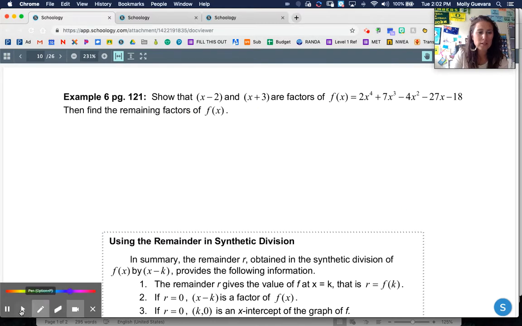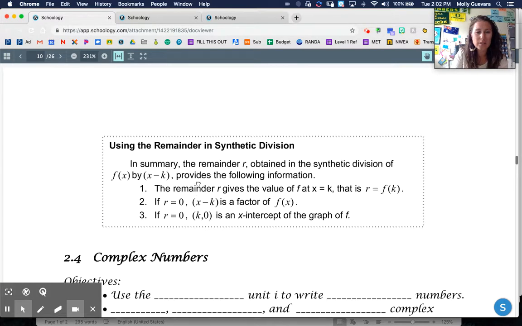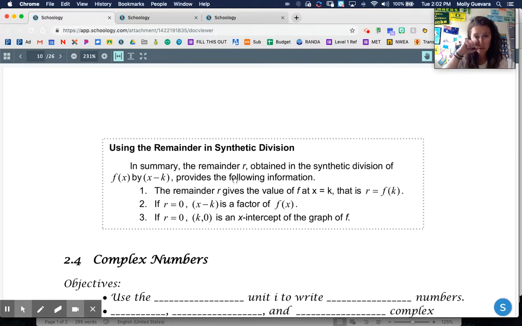So the last thing to look at here is just a reminder of the remainder theorem. So the remainder theorem provides the following information. It tells me the value if I plug in a number, right? What is the value at 7? Divide by 7. Okay, it can help me find the factors. So using synthetic division helps me find the factors if I need to. And then if I know the factors, then I can find the x-intercepts.